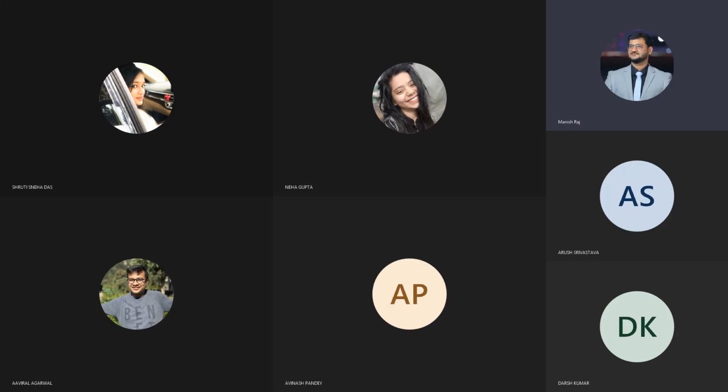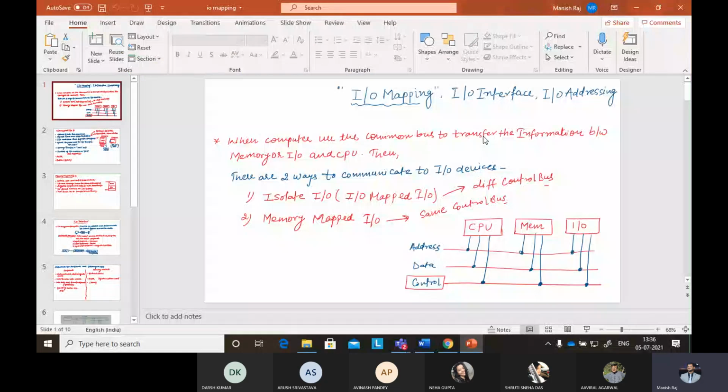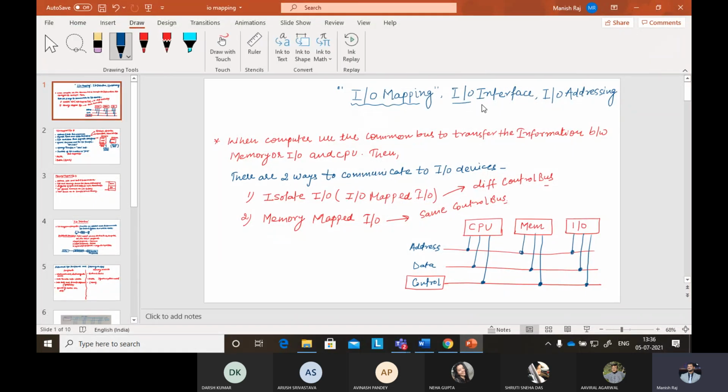Okay, so today's topic is the IO map, input output mapping, or you can say the input output interface, or the input output addressing. Any name you can take. So this is the topic we will learn about. I am saying input output, or IO. Normally I will say IO mapping.